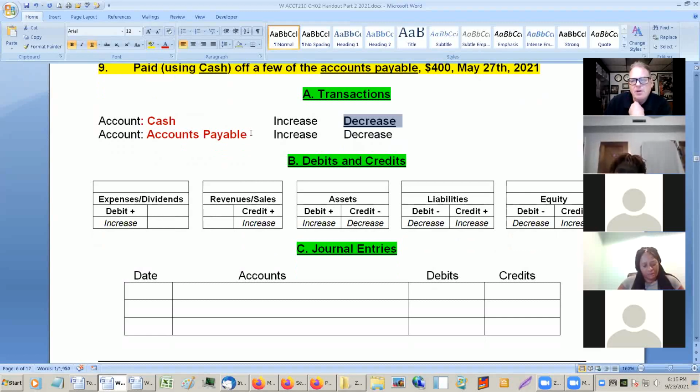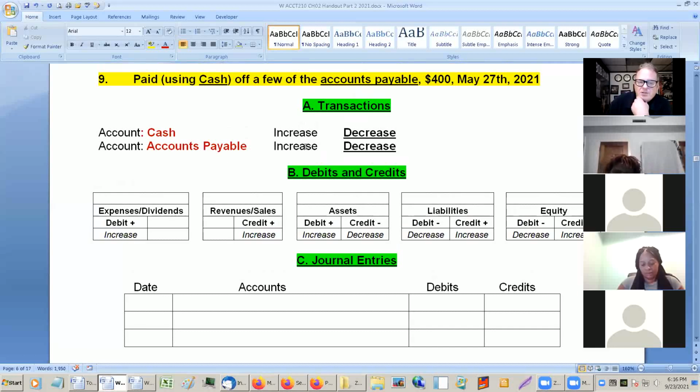How about our accounts payable? Are they going up or down? It will also go down. Correct. Very, very good. So those 2 are both going down. So we're paying out cash, which is sad. But the good news is now we owe less. So we're paying off these accounts payable. We don't owe these people $400 anymore.